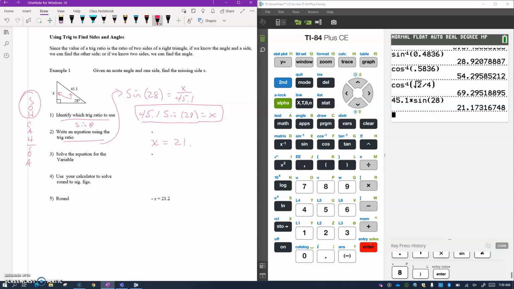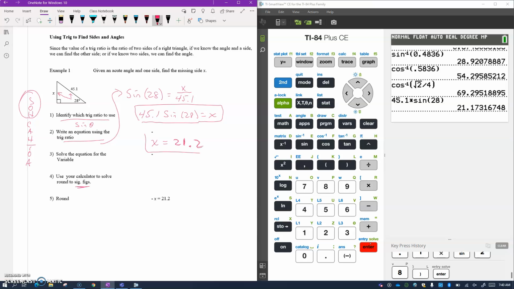Now, it said to use significant figures. So when I look at this, I had a side with 1 decimal place. That was the least accurate side I had, so I'm going to give 1 decimal place in my answer. So I'm going to say 21.2.